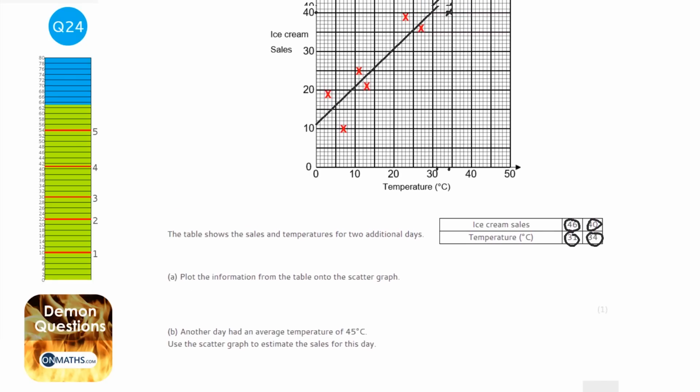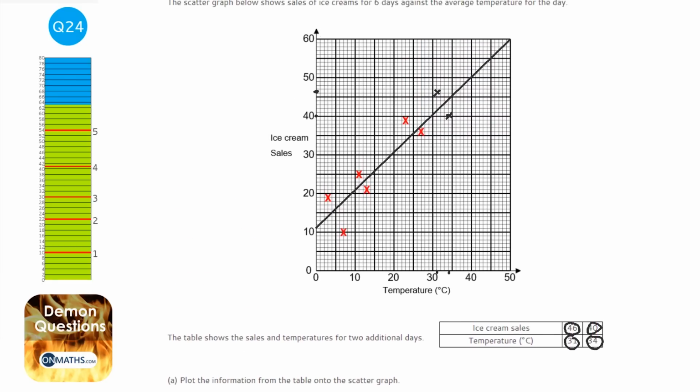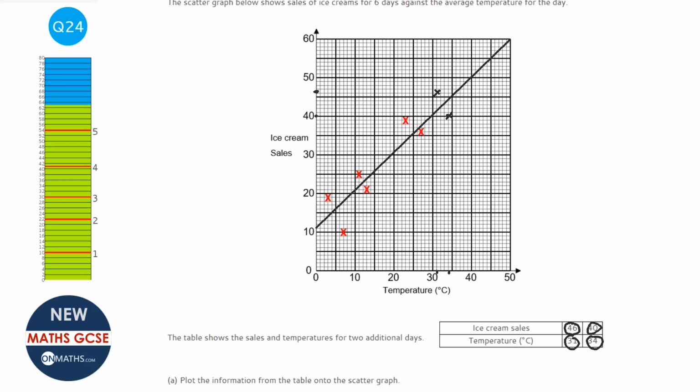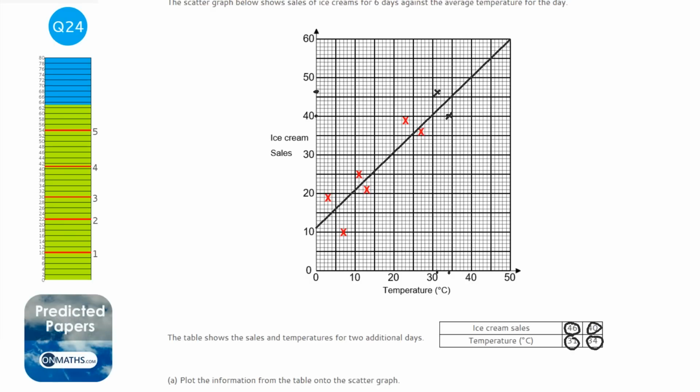So we've got average temperature of 45 degrees. So we're going to draw a line up from 45 degrees, which is about there. And we're going to draw, oh, the line didn't come up. So let's draw that line there. It's refusing to come up for some reason. Let's try another one. There we go. Let's try another line. Okay, let's do it the old-fashioned way.